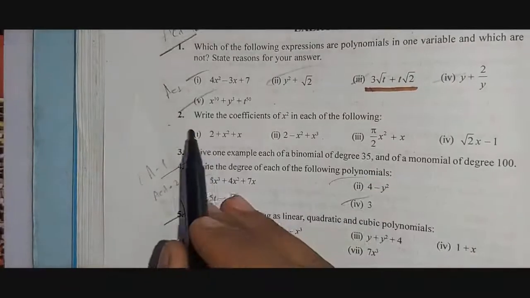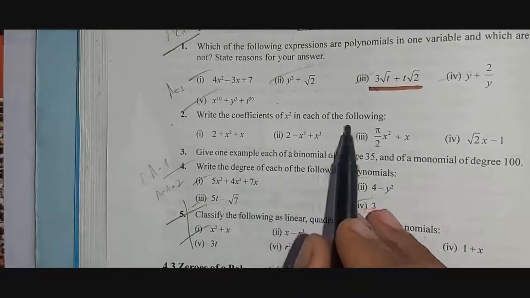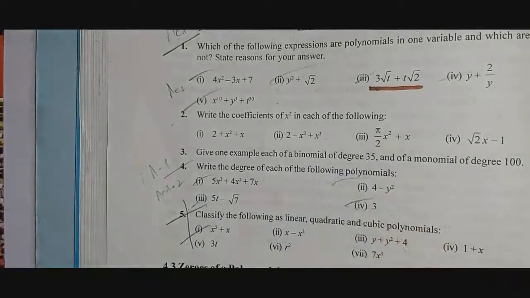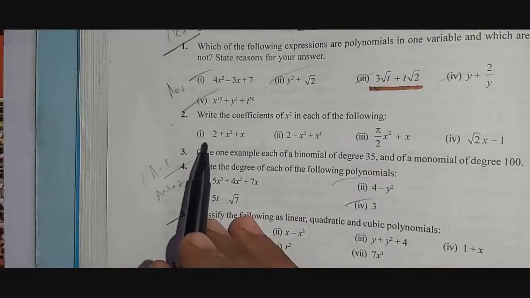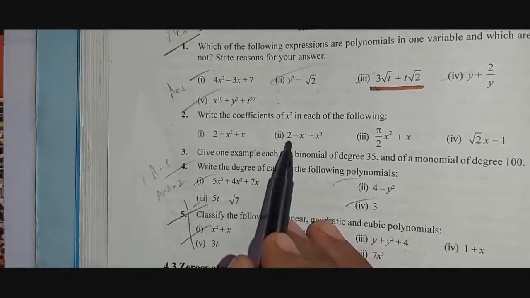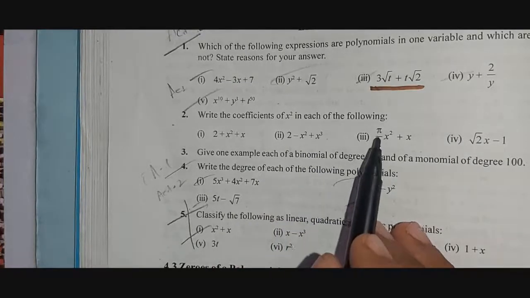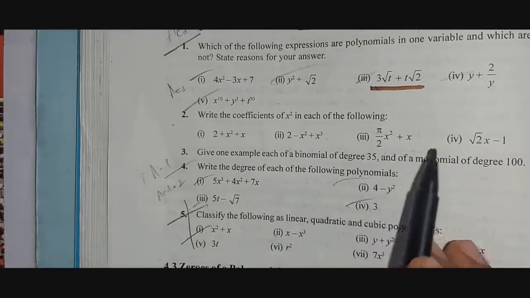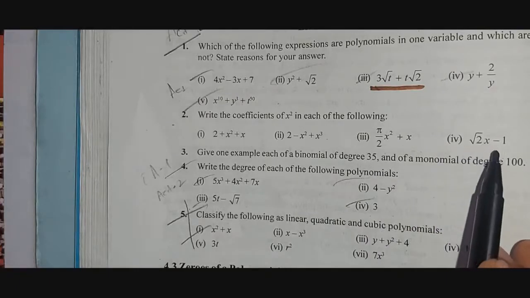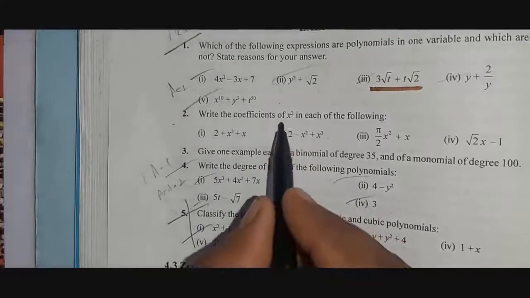Okay, now let us discuss the second main. Write the coefficients of x square in each of the following. First question, 2 plus x square plus x. Second one, 2 minus x square plus x cube. Third one, pi by 2 x square plus x. Fourth one, root 2 x minus 1. Write the coefficient of x square here.